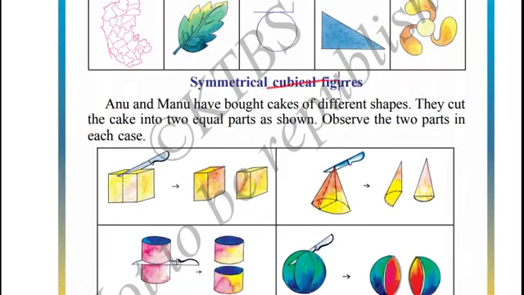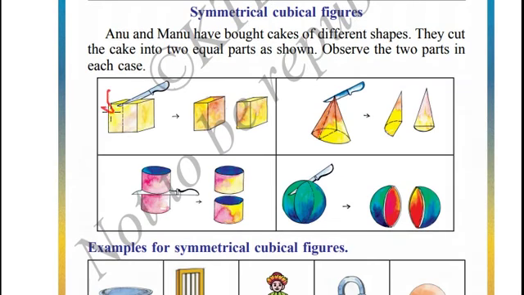Symmetrical cubical figures. Anu and Manu had bought cakes of different shapes. We can see different shapes of cakes. They cut the cake into two equal parts. In the first example, the cake is being cut into two equal parts. We can see that both look symmetrical.